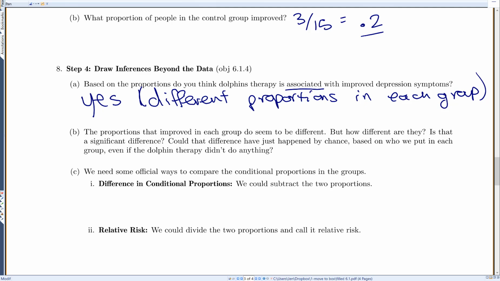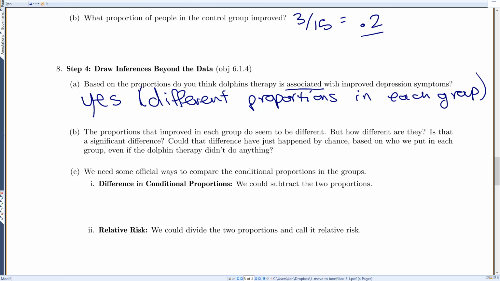Now, the proportions that improved in each group do seem to be different, but how different are they? Is that a significant difference? Could that difference have just happened by chance based on who we put in each group, even if dolphin therapy didn't do anything? Okay. So what we need are some official ways to compare the conditional proportions in the two groups.